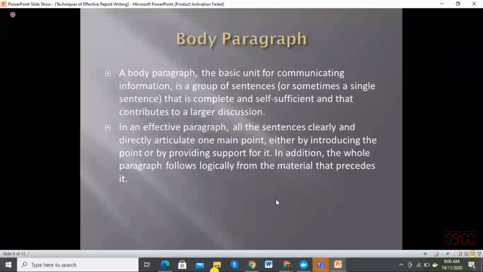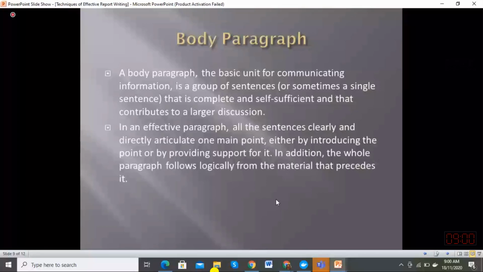A body paragraph, the basic unit for communicating information, is a group of sentences or sometimes a single sentence that is complete and self sufficient and that can contribute to a larger discussion. In an effective paragraph, all the sentences clearly and directly articulate one main point, either by introducing the point or by providing support for it. In addition, the whole paragraph follows logically from the material that precedes it.